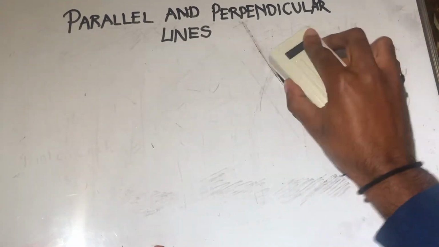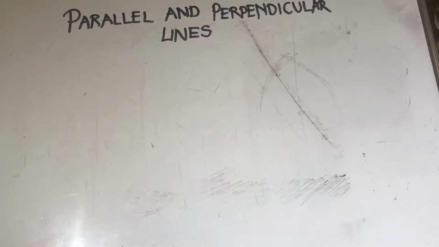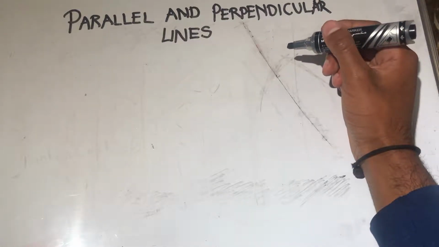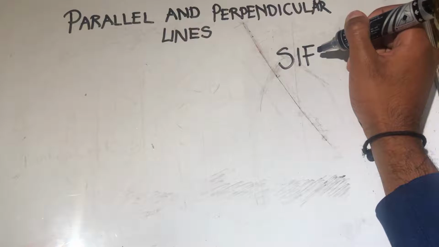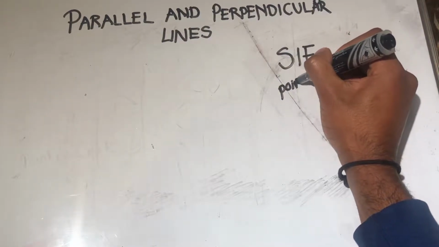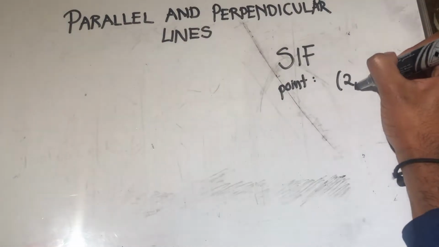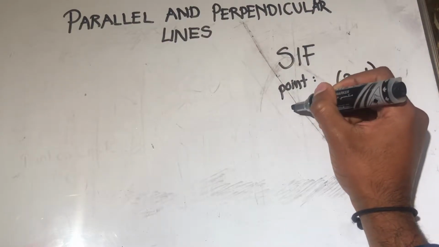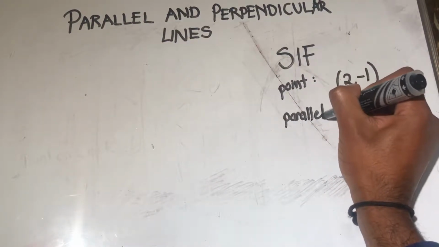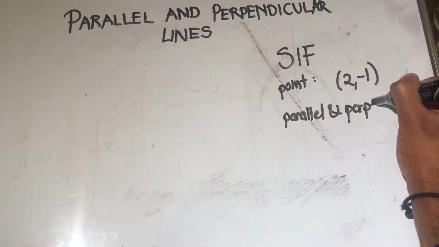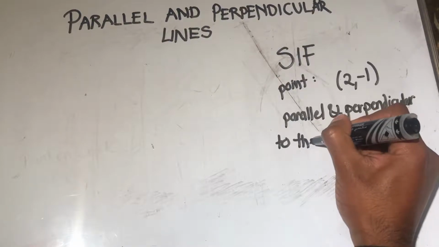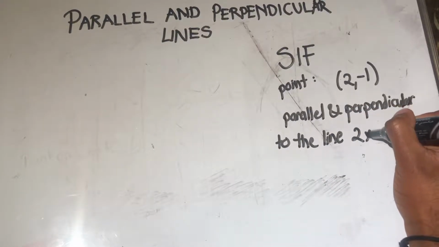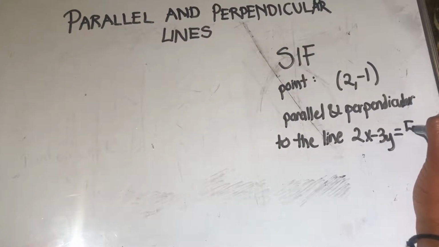Now let's look at an example. We're asked to find the slope-intercept form of the equation of the lines that pass through the point 2 and -1, and are parallel and perpendicular to the line 2x minus 3y equals 5.